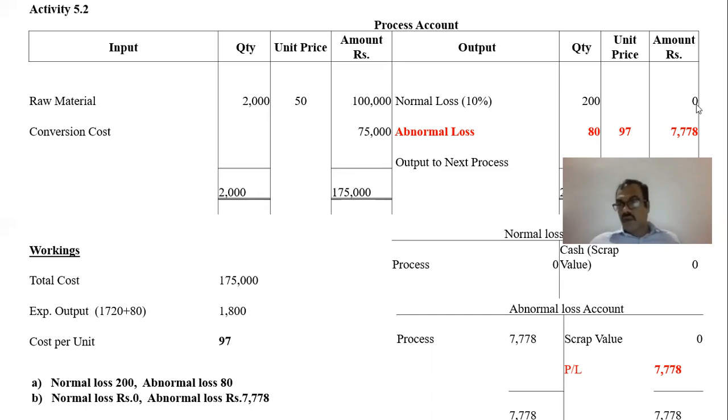If they were sold for 5,000 rupees, so you put 5,000 here. When you take this total value 175,000, crediting 5,000 means 175,000 minus 5,000. Your actual cost is 170,000. 170,000 is divided by 1,800. That is how the calculation is done.